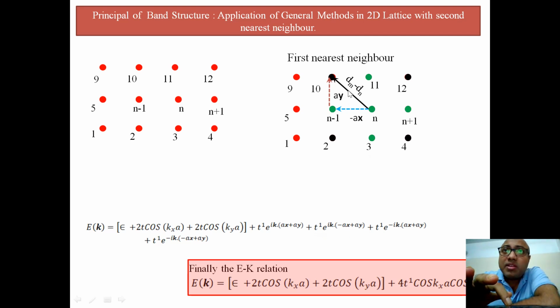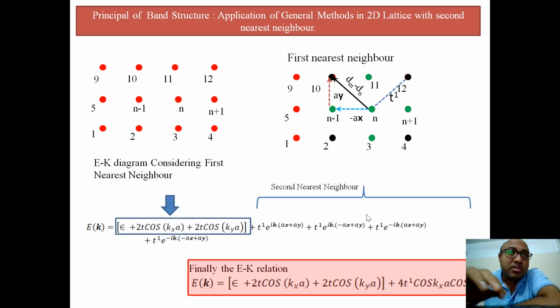And what is the value of dm minus dn? That is actually x plus ay. And since it is a two-dimensional crystal, the k component is kx plus ky. So if you multiply them as a dot product, you can get the right answer over there.